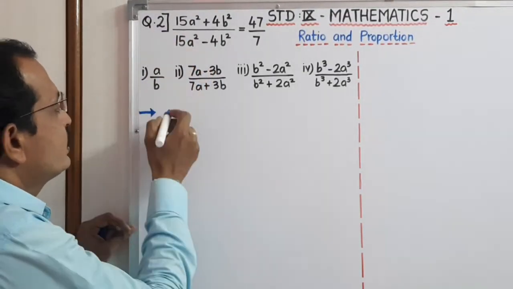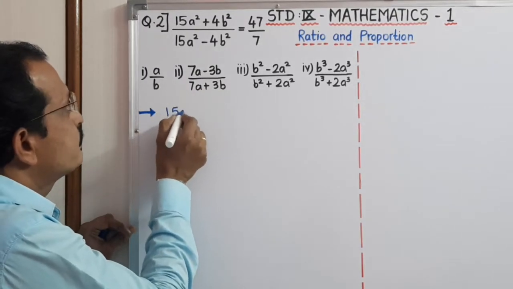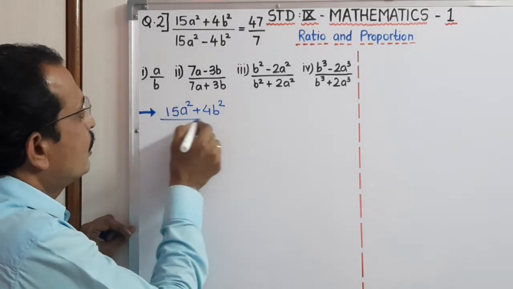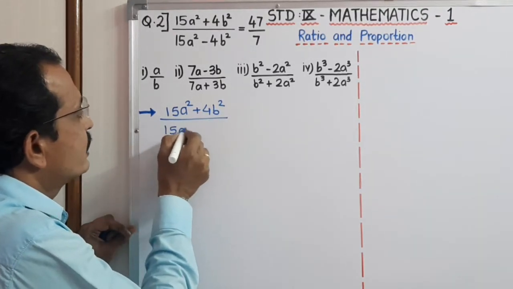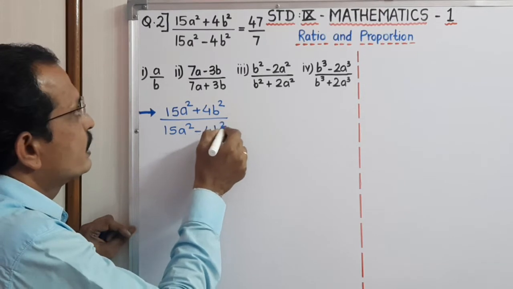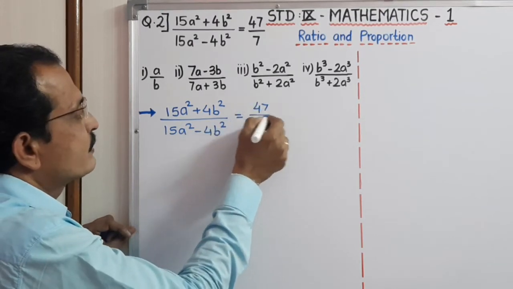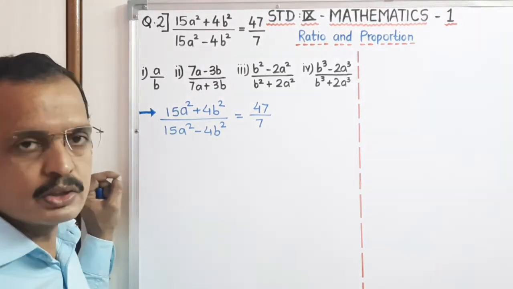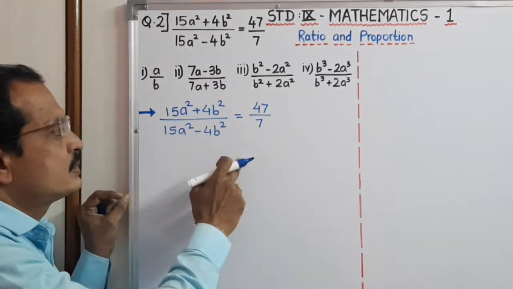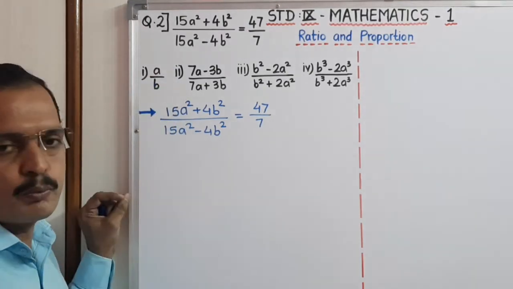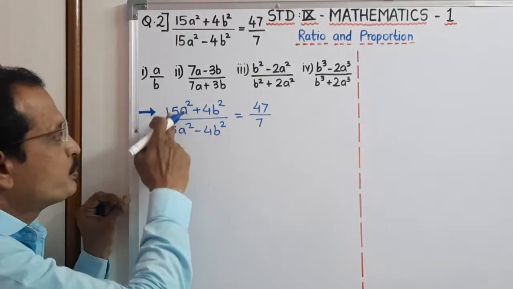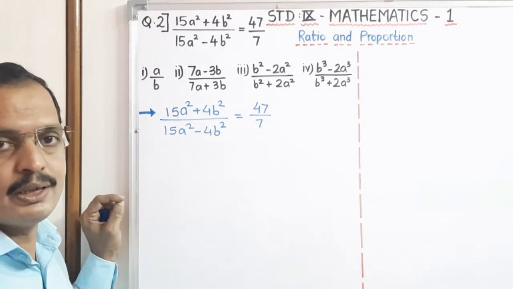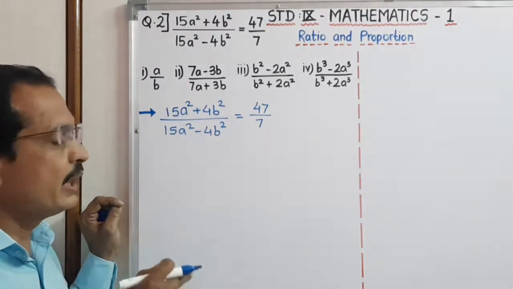First of all, we write the given ratio as it is: (15a² + 4b²)/(15a² − 4b²) = 47/7. Now observe this carefully. Dear student, from this we have to find out the value of a/b. Therefore, observe this ratio. In this ratio, which property is used? That we have to find out.